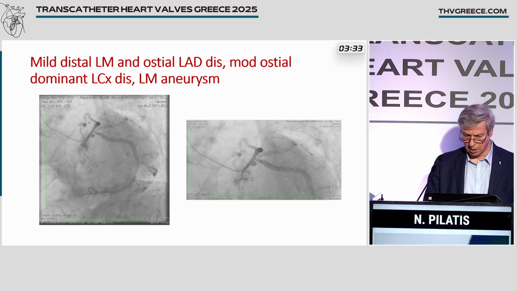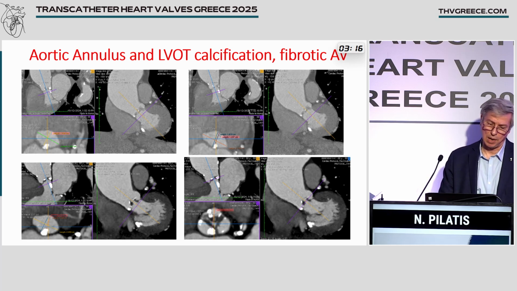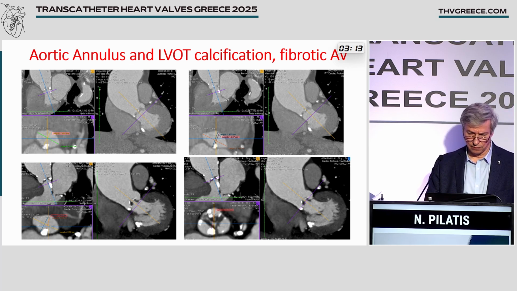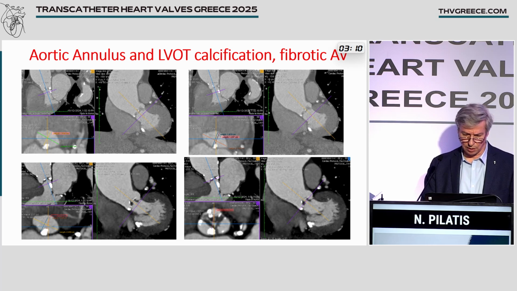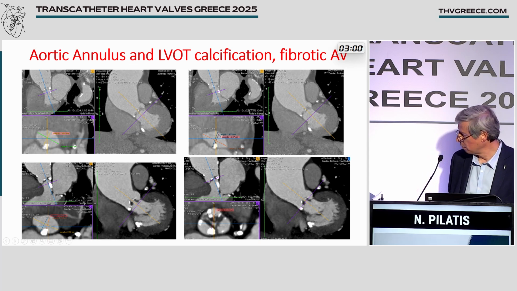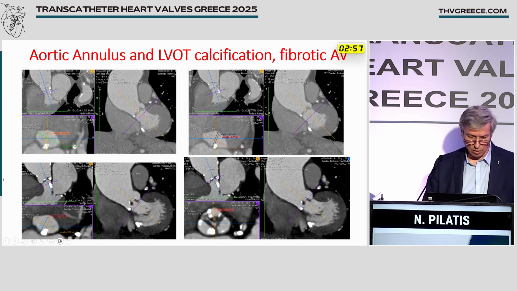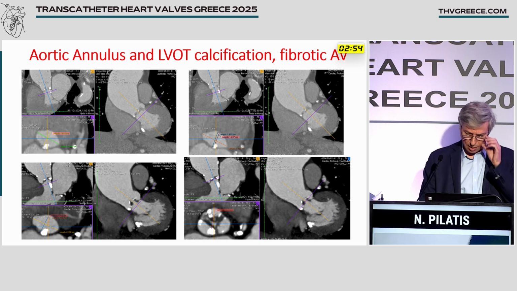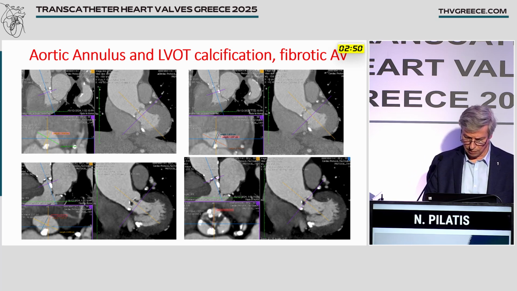So keeping that in mind, that this patient may have at some point in the future to have some coronary artery intervention, and that will make us consider which valve to place. You can see here the aneurysm of the ascending aorta, the moderate calcification of the valve, and also the calcium of the LVOT, of the aortic annulus extending to the LVOT, and the thickening of the aortic valve, the fibrosis.